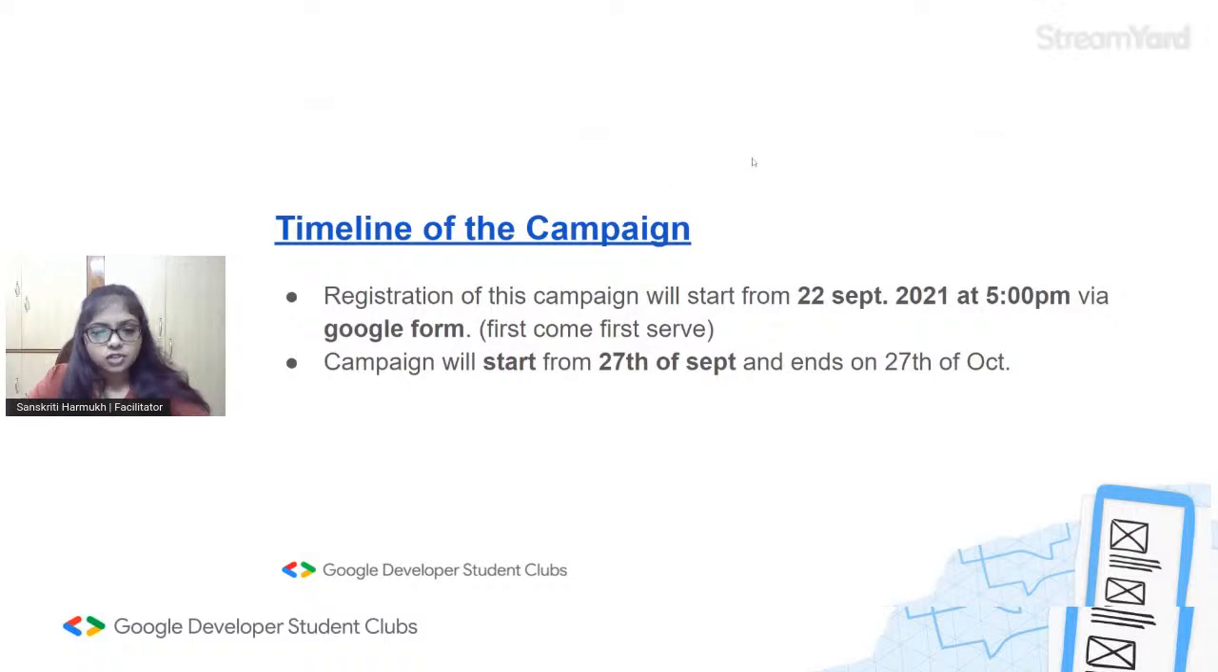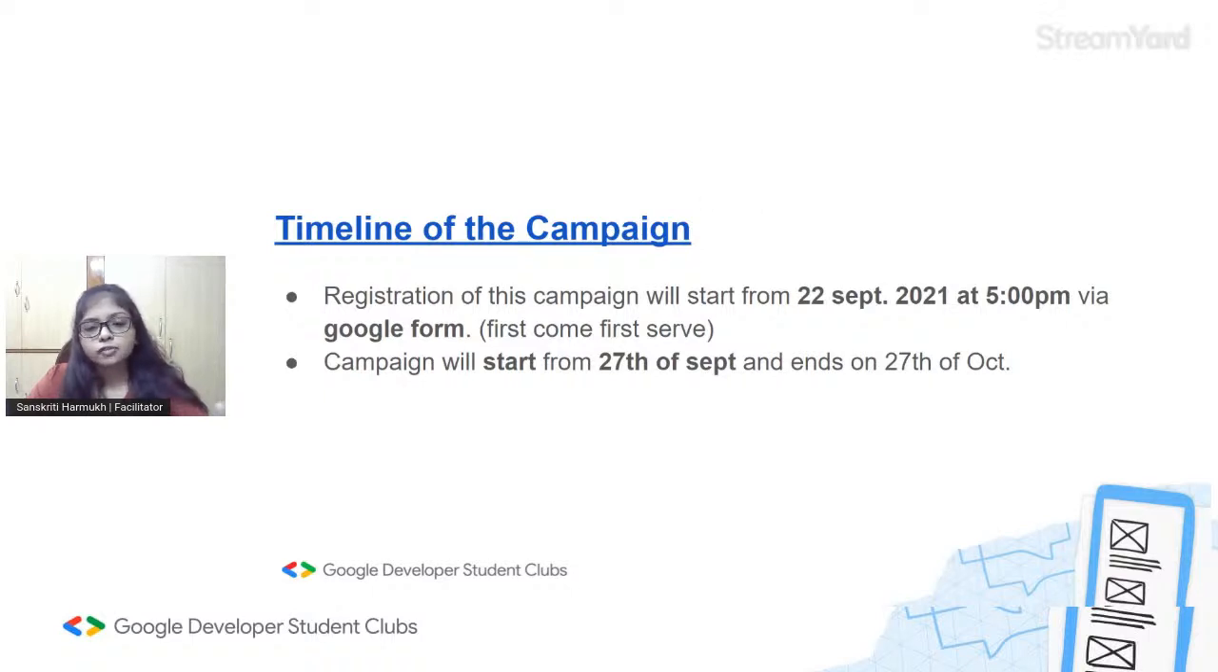So, the registration of this campaign will start from 22nd September, that is tomorrow, at 5 p.m. And you can go to their website. The links will be shared with you, don't worry about that, via email, or also in the YouTube chat section. The registration form tomorrow at 5 p.m. will be flashing on their website. All you have to do is fill that Google form.